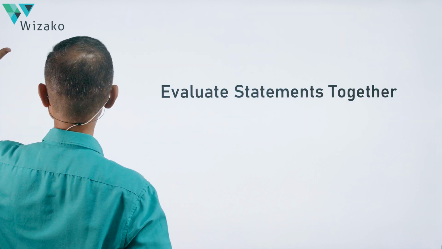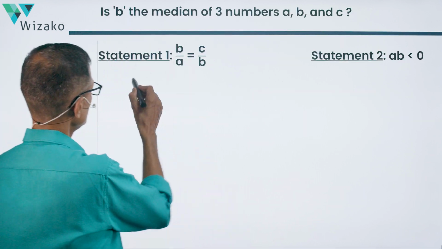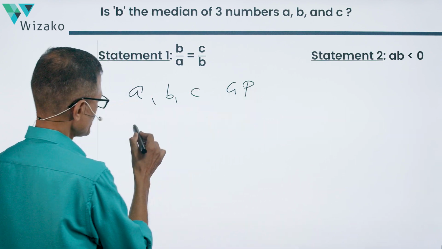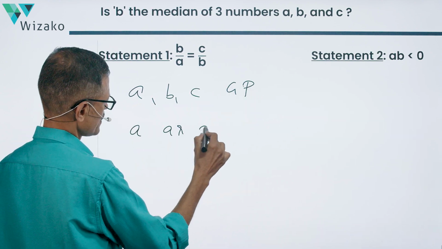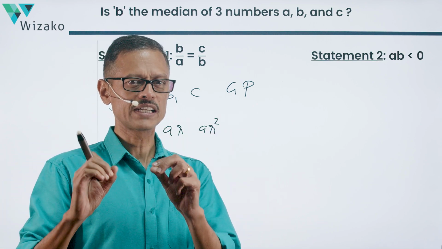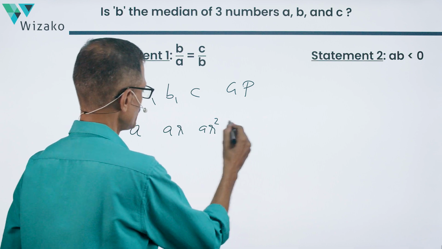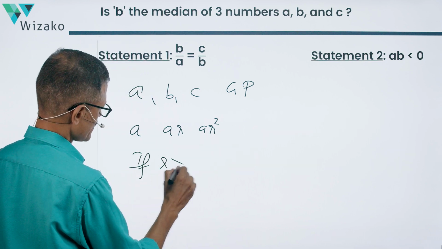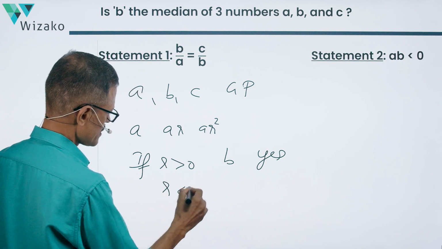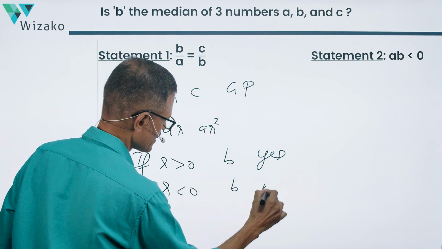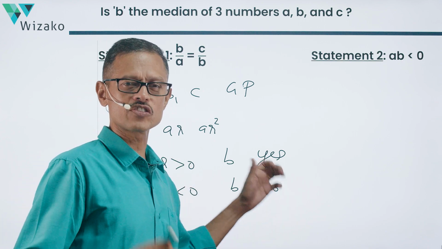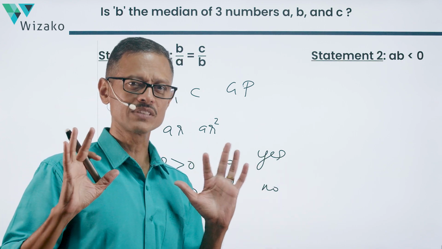Combine the two. Let's see whether we can get some sense out of it. A, B, C are in GP in this order. So let's take this is A, this is AR, this is AR square. We have no clue about whether the common ratio is positive or negative. If R is greater than 0, B is the median. If R is less than 0, I can say convincingly that B is not the median. It's either A or C. It's not even unsure. B is not the median is something that I can say.